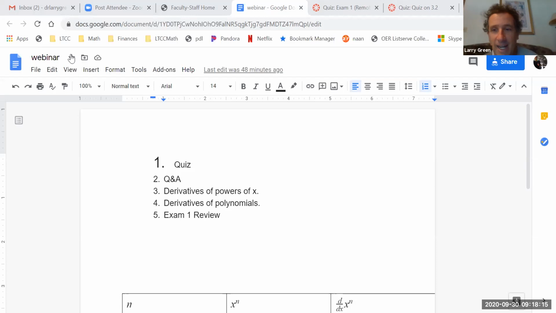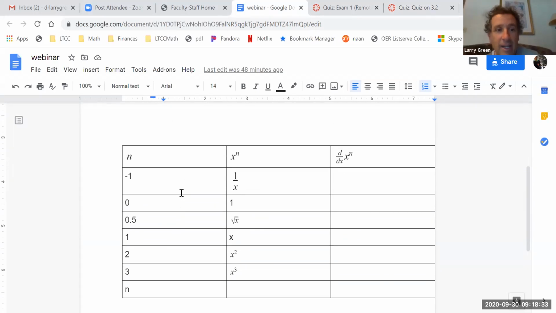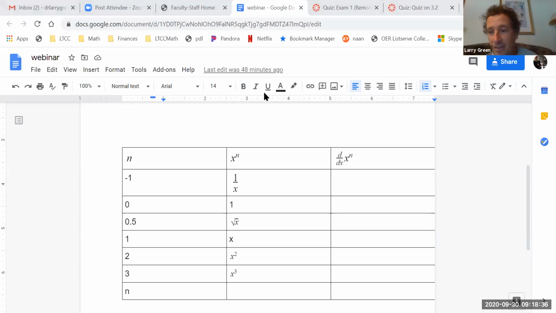All right, so what we want to look at are the derivatives of powers of x. We played around with derivatives, but I want to organize our thinking. So I'm going to look at a table that I've created of some of the most basic powers of x. Those powers of x are x to the -1, x to the 0, x to the 0.5, x to the 1, x squared, x cubed. And I'm going to have you get into groups.